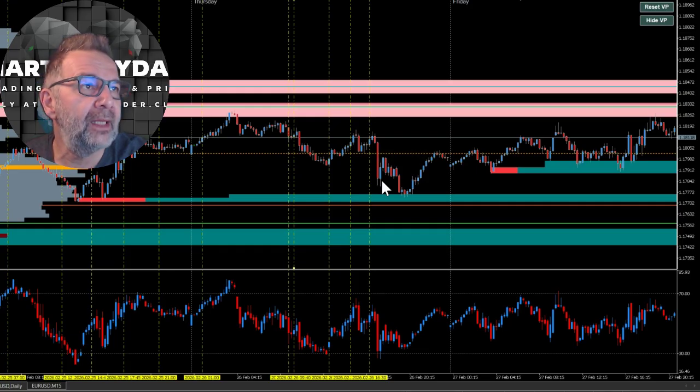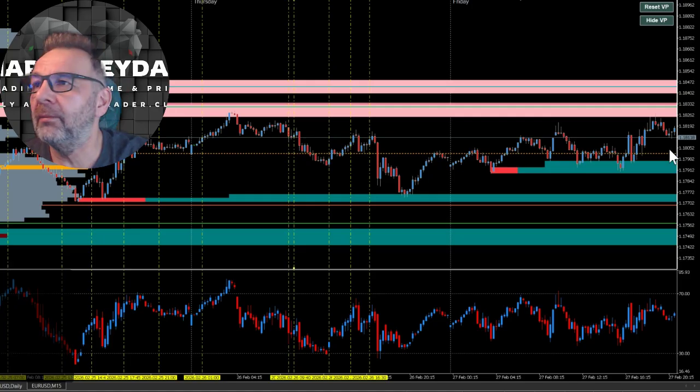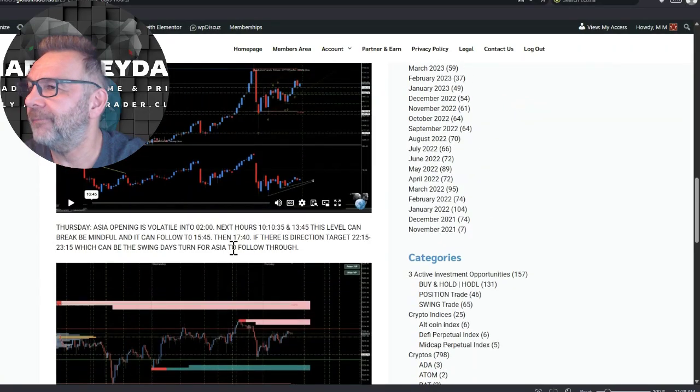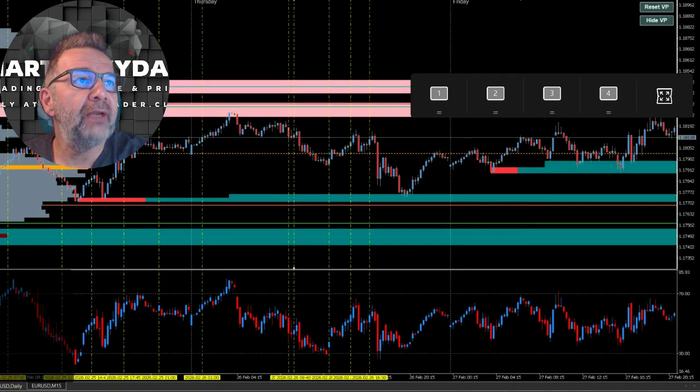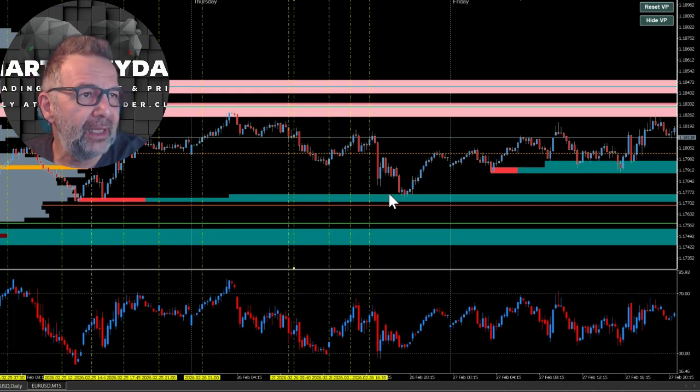Okay, remember I said in the notes. This is why giving you a heads up is important. So you can see here, I said 145, so that's 145, and this level can break, be mindful. And if it does break, it can follow through. So it breaks here with these trading hours pushing to the downside.